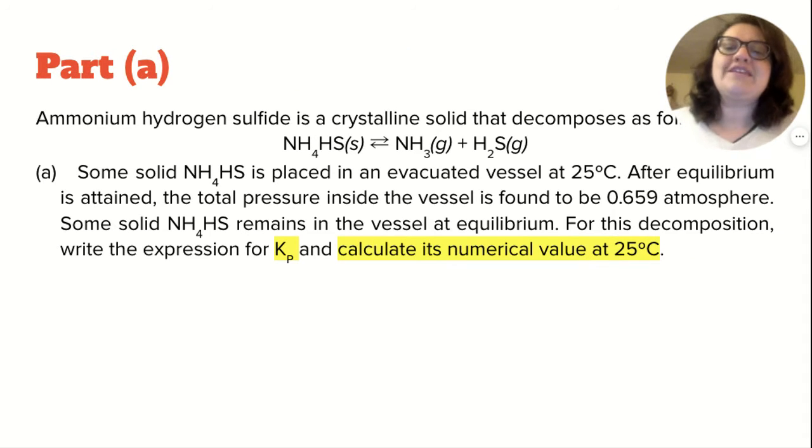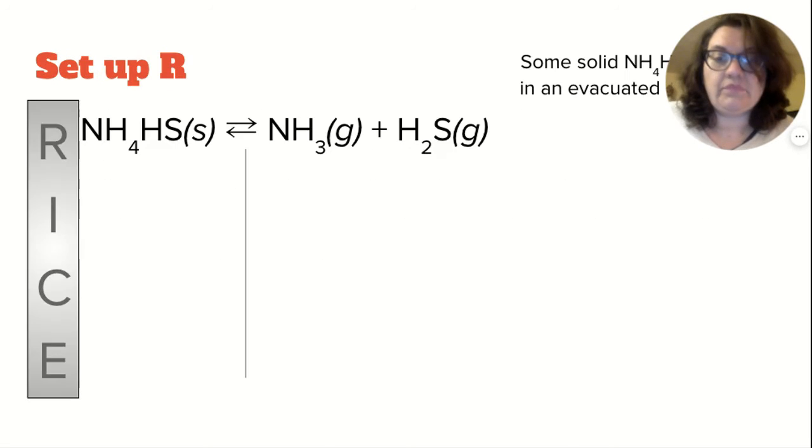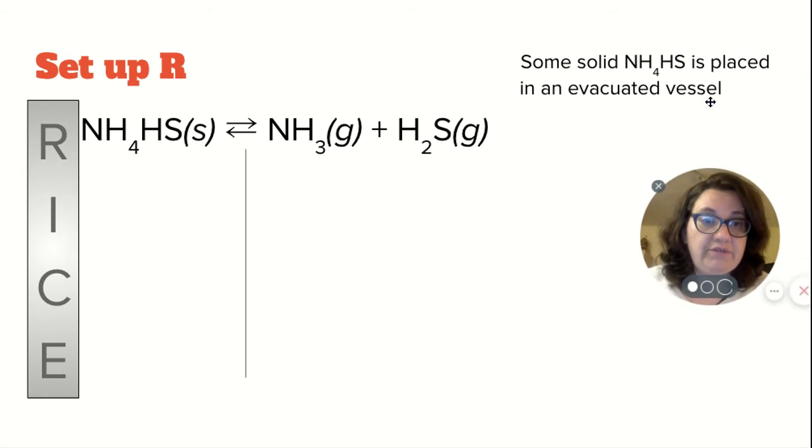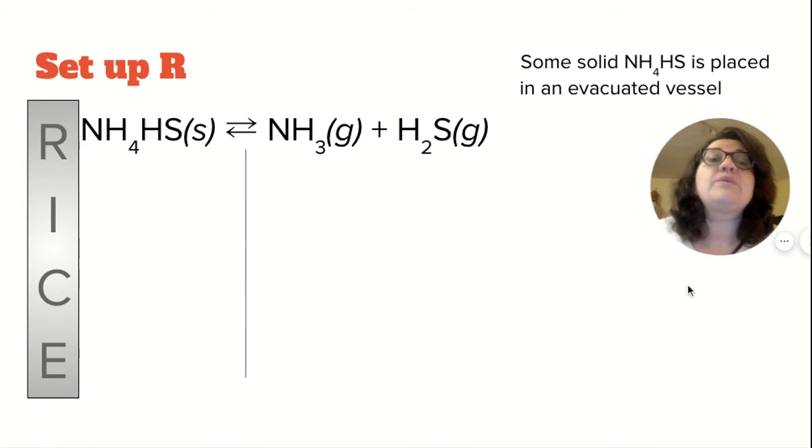Okay, so we've written the expression for Kp. Now we need to calculate its numerical value. So, let me start constructing my RICE table. Let me write out my reaction. I'm going to use whatever information I was given. I was told that there was some solid that was placed in an evacuated vessel. Do I care how much solid there was? Nope, solids don't come into it.